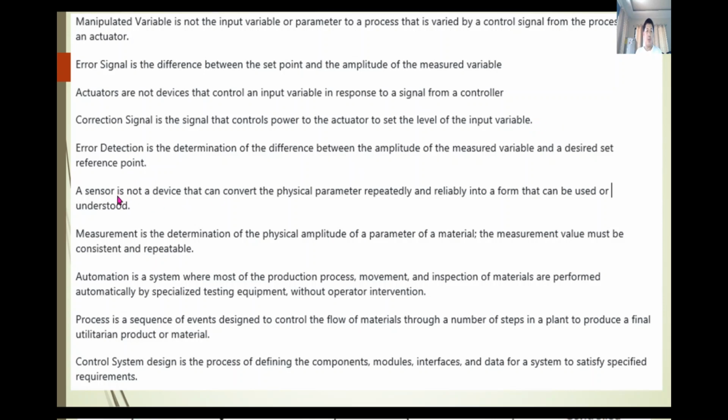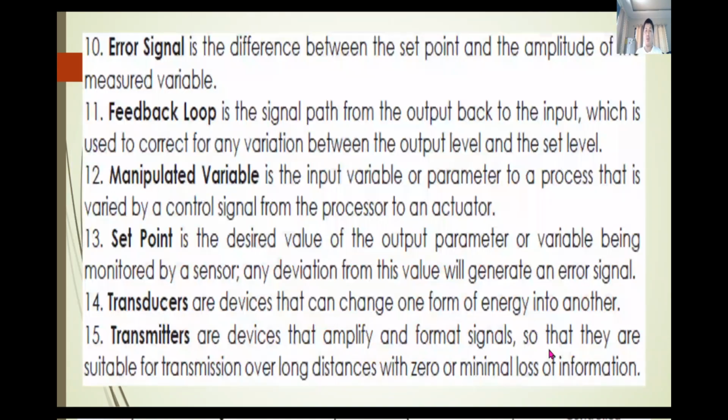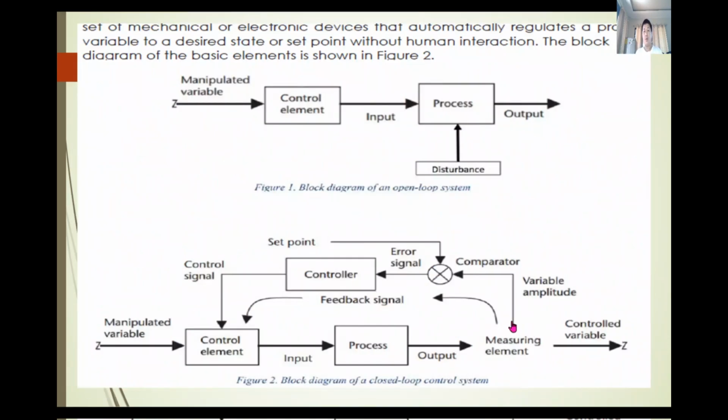Next, a sensor is not a device that can convert a physical parameter repeatedly and reliably into a form that can be used or understood. So the answer is false because a sensor is a device that can convert a physical parameter repeatedly. So here, the measuring element is the sensor. So this sensor sends signals to the controller.